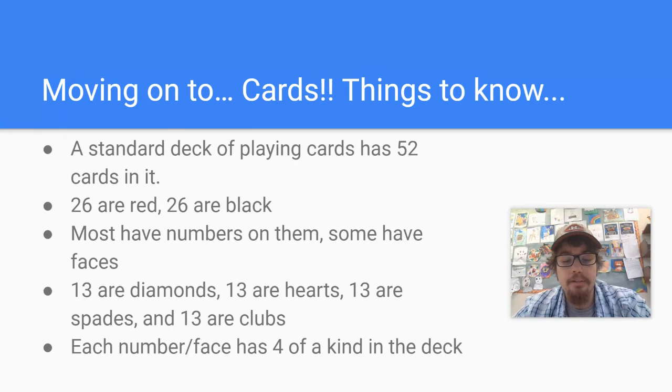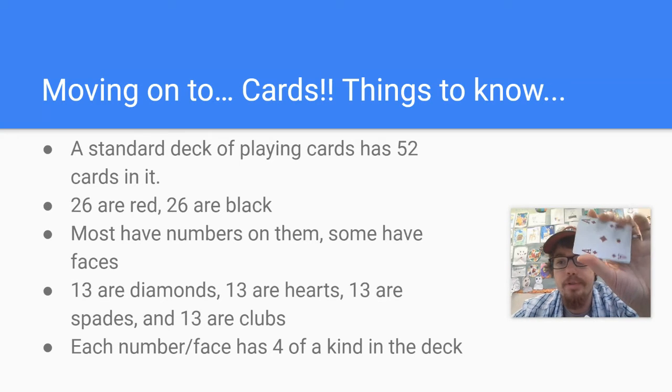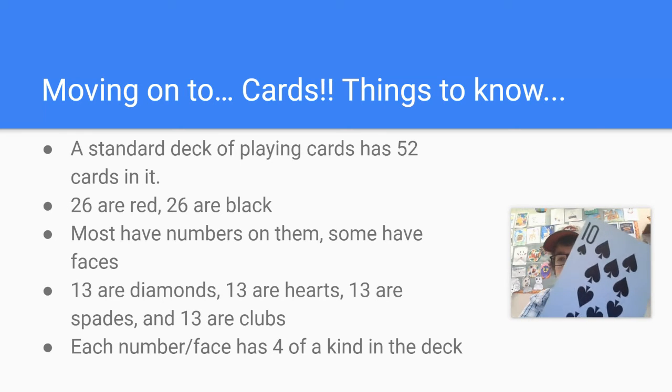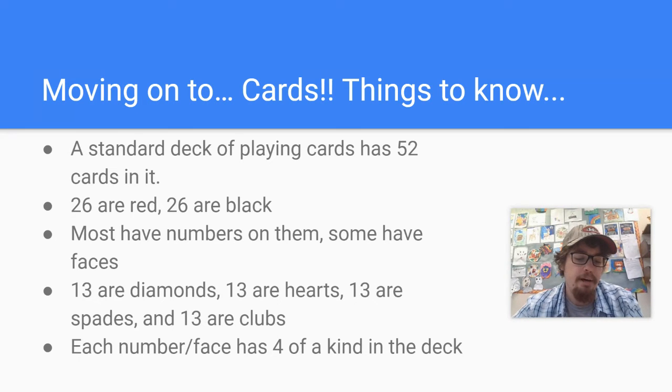13 are diamonds. So in a deck of cards, you have 4 different, we call them suits. So 13 of them are diamonds, 13 of them are hearts, 13 are spades. That's what we call these ones because they look like little shovels. And 13 are clubs, which are the ones that look like clovers. Okay, so 1/4 of them are diamonds, 1/4 of them are hearts, 1/4 of them are spades, and 1/4 of them are clubs. Okay, and we're almost there.